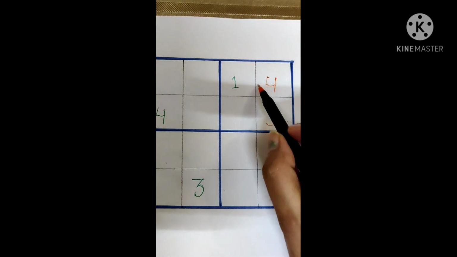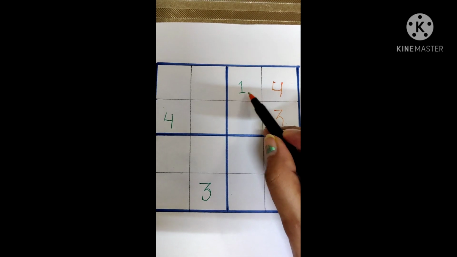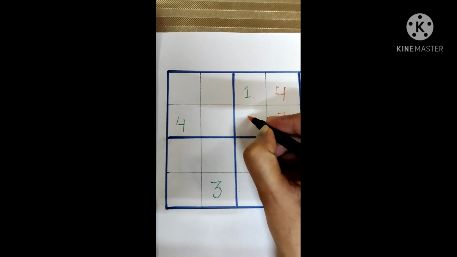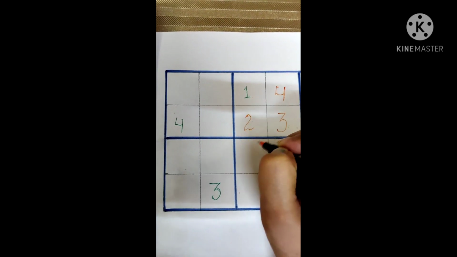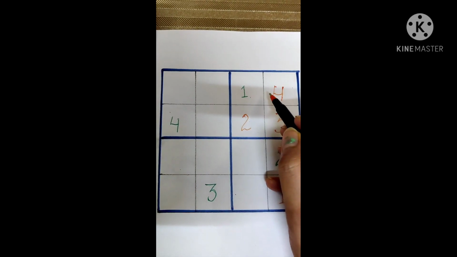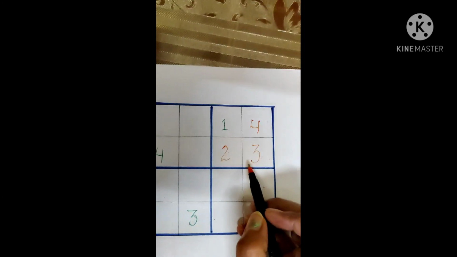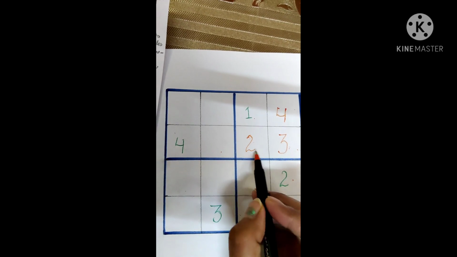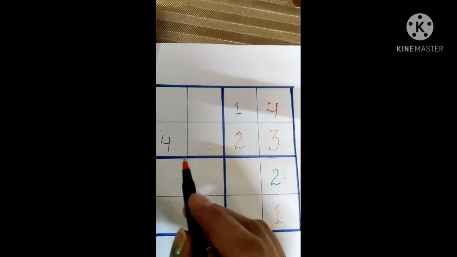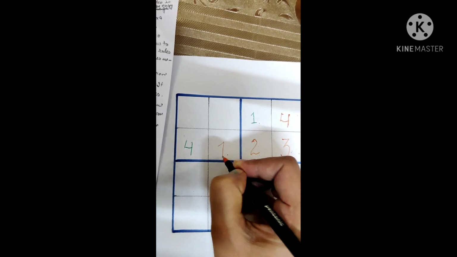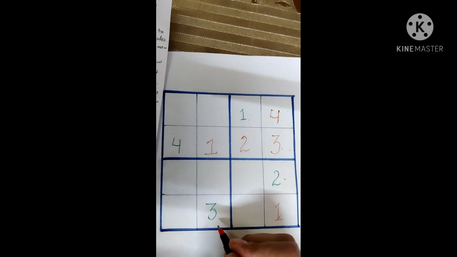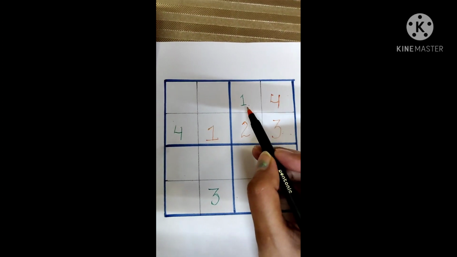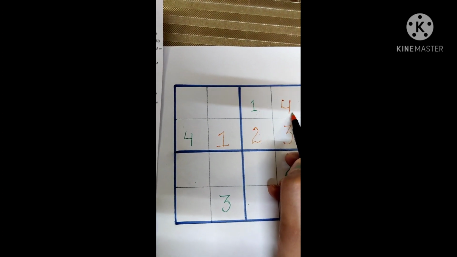Now in this house we have 3 numbers, that is 1, 4 and 3, and we are left with 2 only, so we can write 2 here. Fine. So with this our 1 house is complete. Now in this column we have 1 block left, and we have 2, 3 and 4 already written, so that means 1 will come here.